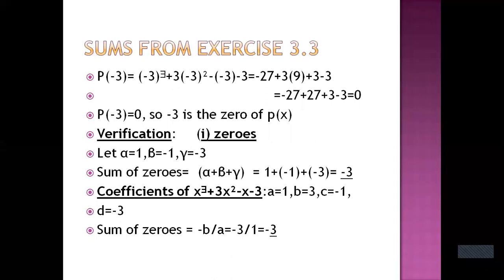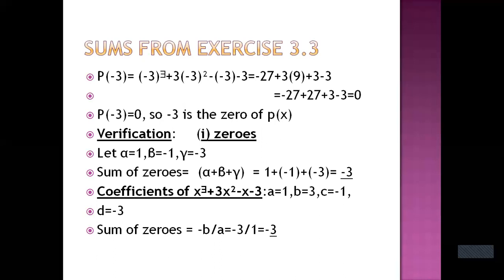Now the sum of zeros formula is alpha plus beta plus gamma, that is equal to 1 plus minus 1 plus minus 3. That is equal to minus 3, because plus 1 minus 1 cancelled. So leftover is minus 3. The same thing we'll verify through coefficients.